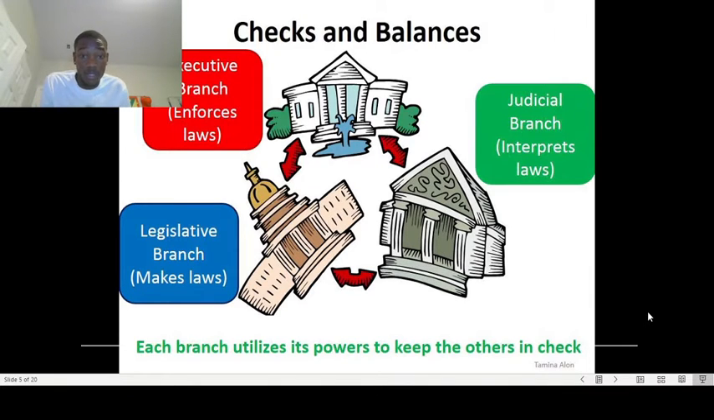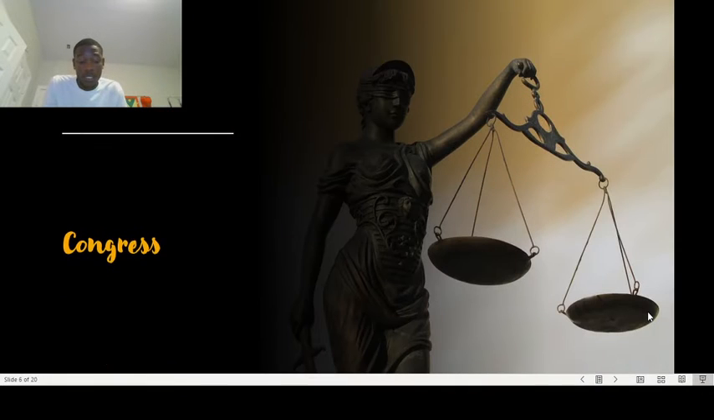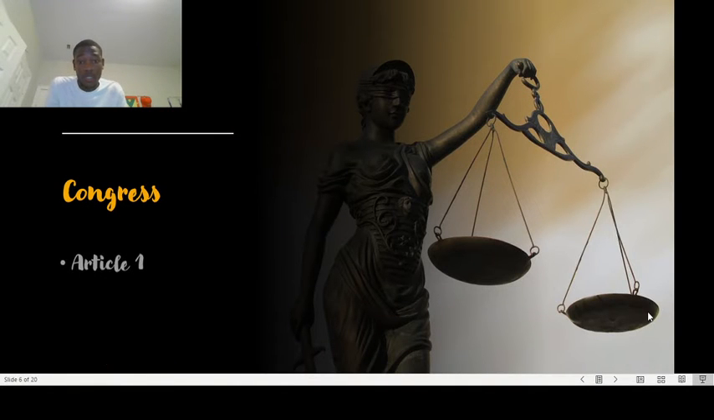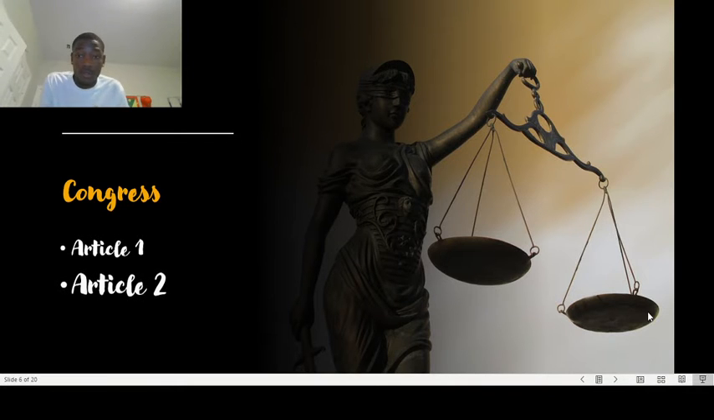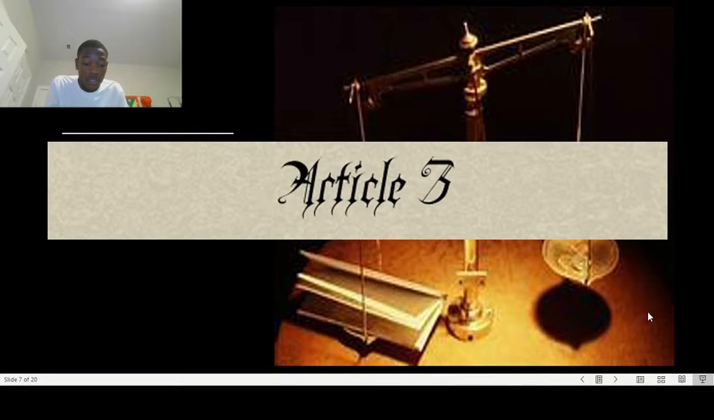Article 1 speaks about the powers and responsibilities of Congress. Article 2 says what a president can and cannot do. But in Article 3, judicial power is mentioned. It says the judicial power of the United States shall be vested in one Supreme Court, and in such inferior courts as Congress may from time to time ordain and establish. So it's basically saying we have one big court, and if there's a need for other courts afterwards, they could be added.